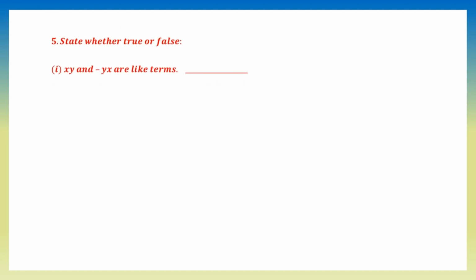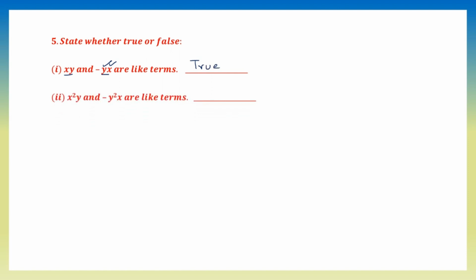Next question, state whether true or false. Xy and minus yx are like terms. So here I have 1x and 1y. Here also I have 1x and 1y. So they are like terms. The order is different, but the variables are the same. So they are like terms. This statement is true.